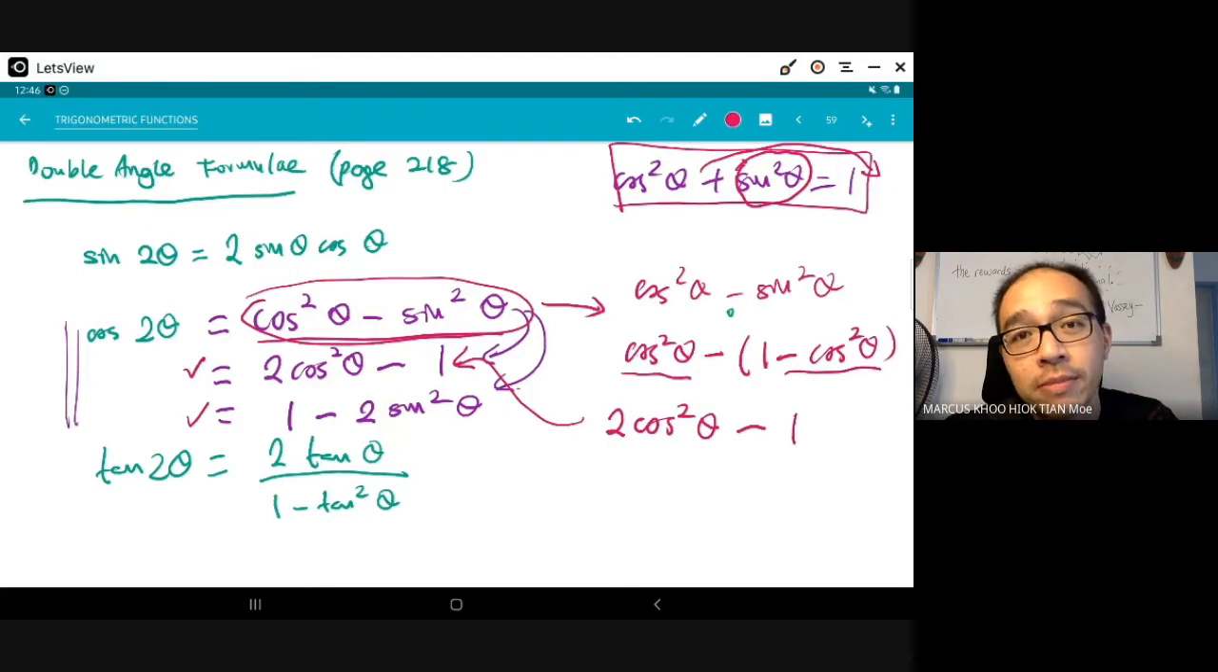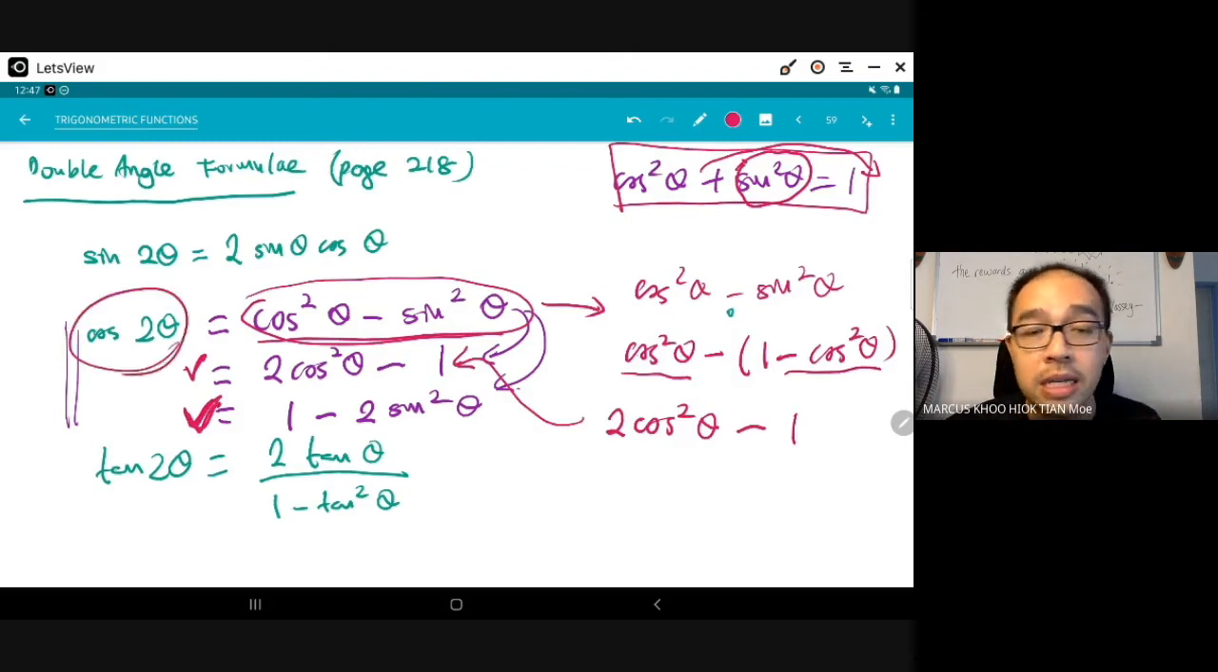Because depending on the situation, you may not even need to use the sine. So let's say you do not need to use sine, then you use this one. If you are only given sine, then you use this formula instead. So cos 2 theta can be a magic formula. It's very useful because we can combine it together with the basic identities.